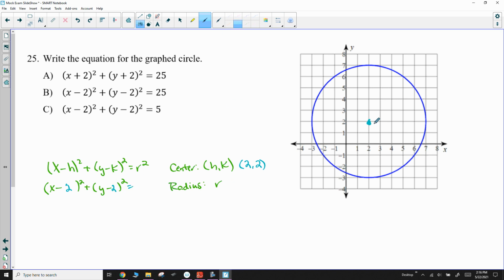So on the diagram, what's my radius? 1 humpy, 2 humpies, 3 humpies, 4, 5. So r is equal to 5. We don't care what r is, we care what r squared is, which means r squared is 25. Scan the list, it's one of these two guys. Minus, minus, minus, minus, 2, 2. There we have it. The answer for this is B.